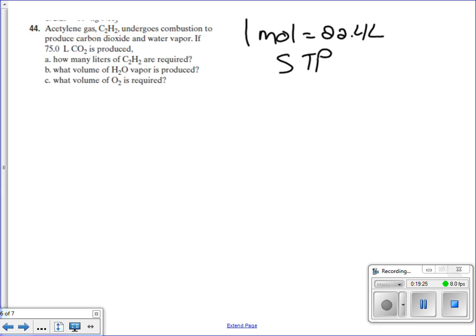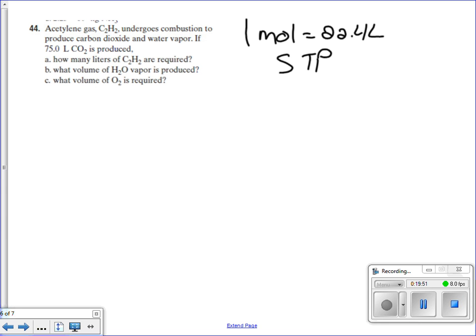So if you turn in your textbook to chapter 11, it's actually on page 392. It's problem number 44. Acetylene gas, C2H2, undergoes combustion to produce carbon dioxide and water vapor. If 75 liters of carbon dioxide is produced, how many liters of acetylene are required?